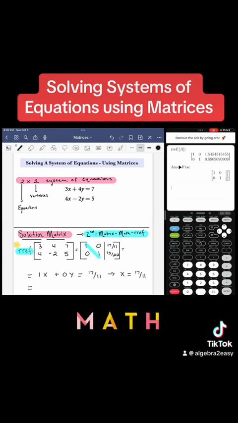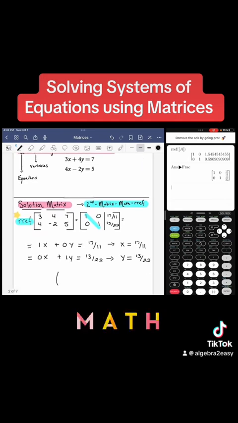And then our second row, same thing, 0x plus 1y equals 13 over 22. And again, we can drop that 0, and we get y equals 13 over 22. And then our solution, just like any other ordered pair, 17 over 11, comma 13 over 22. And there's our solution to our system of equations.